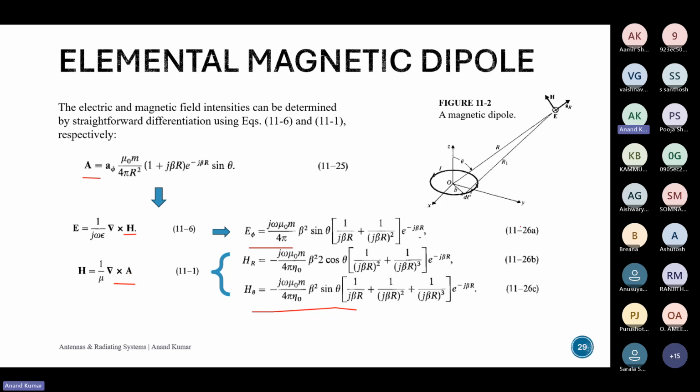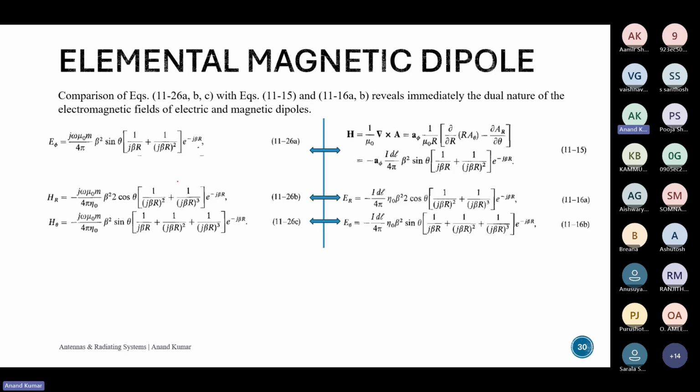Now, if you recall, these expressions look very similar to what we did for the electric dipole as well. Putting them side by side, these are the expressions for the magnetic dipole over here, and these are the expressions for the electric dipole over here. So you can see how they look very similar. If you, for the time being, ignore the coefficients, the coefficients might look a little different, but the distributions are the same.